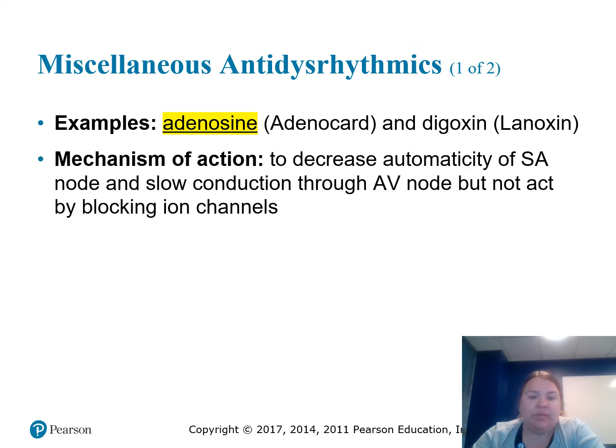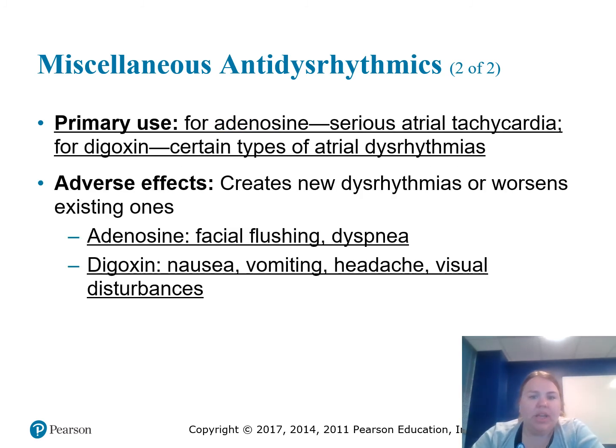We have adenosine. We talked shortly about adenosine. I'm going to go over it because you will see this if you work in the emergency department. Adenosine is really to help decrease the SA node and slow the conduction through the AV node, but it's not acting on blocking any ion channels. Now, this is for those serious atrial tachycardias, such as supraventricular tachycardia.